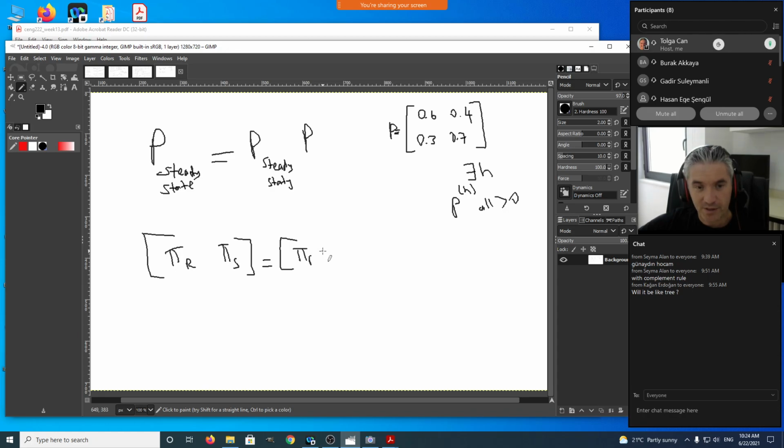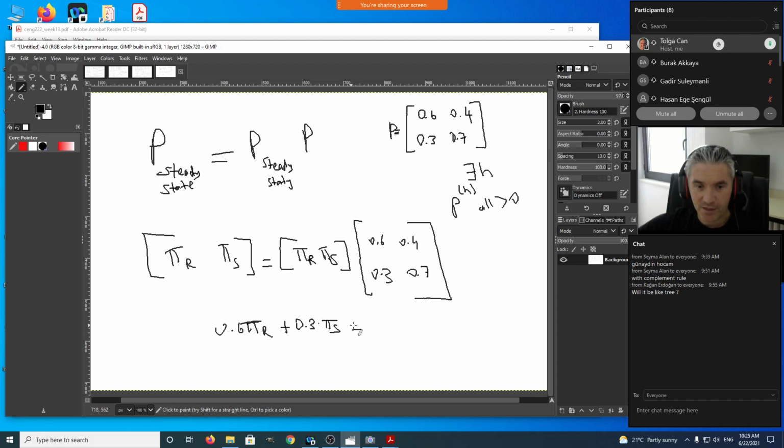The result is that if you multiply this pi with this matrix, 0.6, 0.4, you should get the same thing, right? So let's see what this multiplication gives me. It tells me that 0.6 times pi rainy plus 0.3 times pi sunny is equal to pi rainy. I get one equation by multiplying this row with this column, 0.6, 0.3, which gives you pi rainy. Now let's look at the other one.